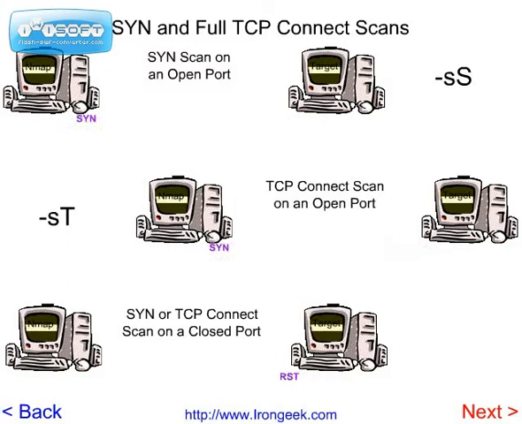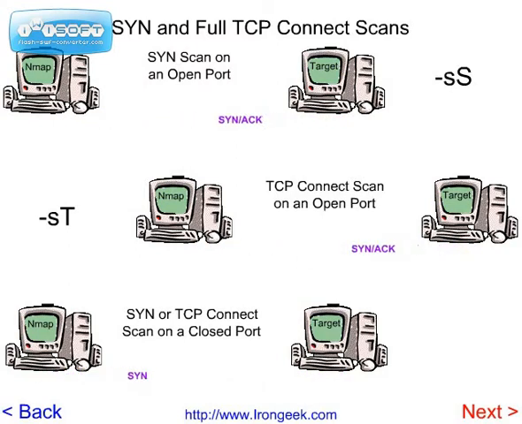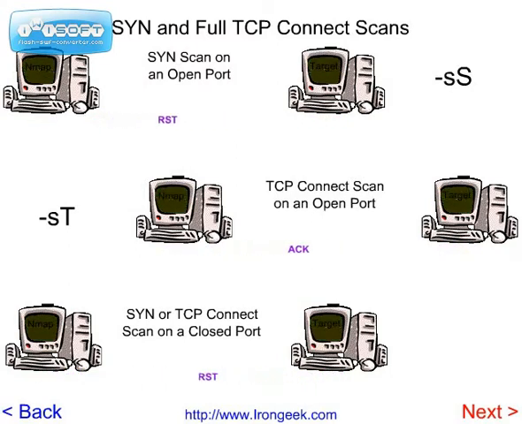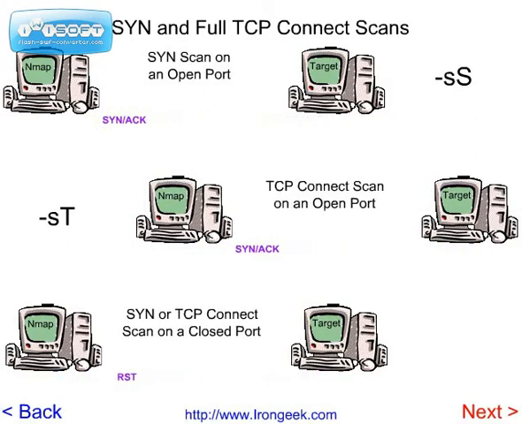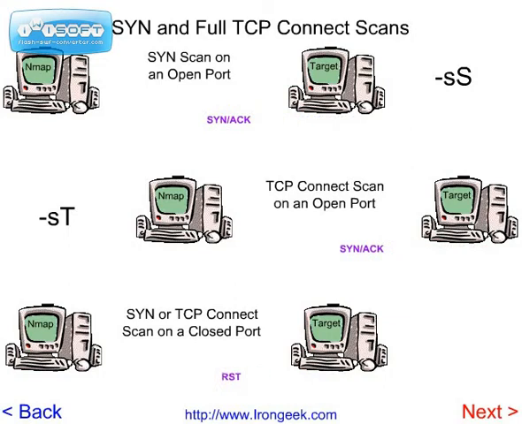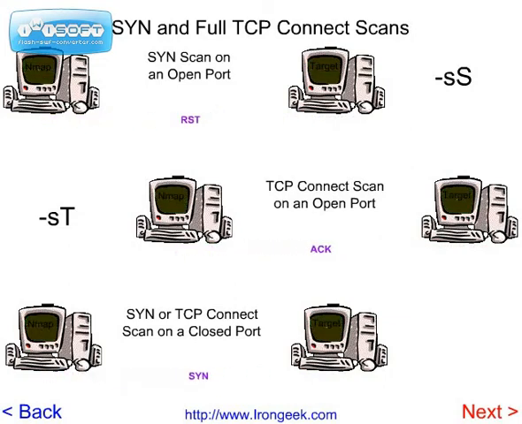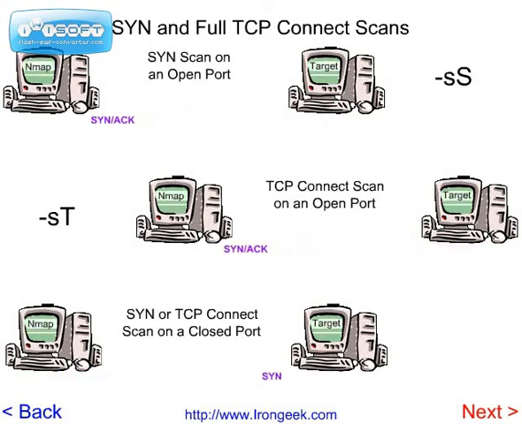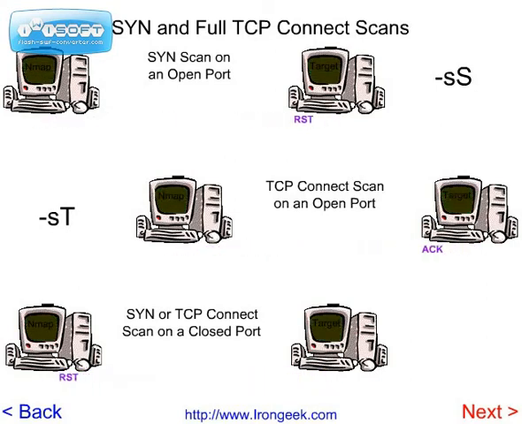SYN scans have the advantage of being more stealthy than a full Connect scan, but a good IDS will still detect them. The middle animation illustrates a full TCP Connect scan, which is the only scan type you can do without root privileges. Full TCP Connect scans do a complete three-way handshake. Nmap will send a SYN packet to a certain port on the target host. If that port is open, the target will send back a SYN acknowledge packet. Now that Nmap knows the port is open, it completes the connection with an ACK packet, then finishes communications.